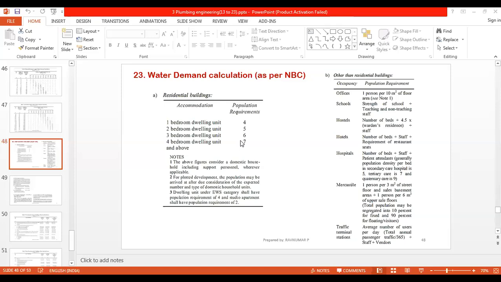So single bedroom means four. For a 4 bedroom, 7 people are going to stay. For these people only, you are going to give the water storage and water supply, everything based on this table only.